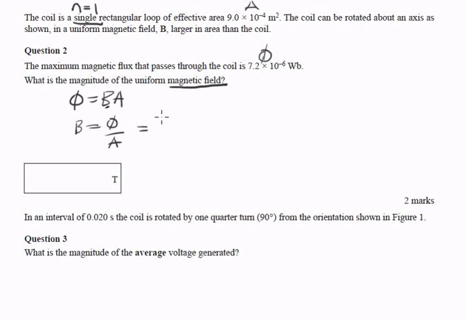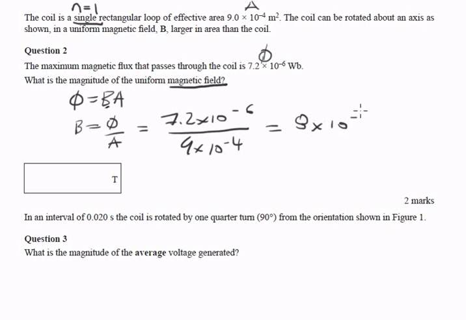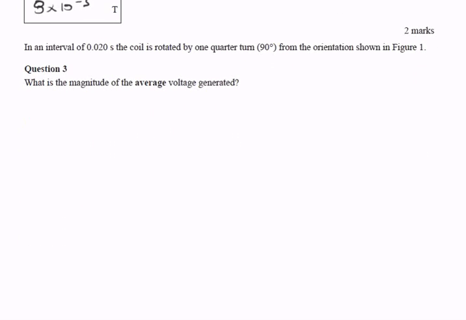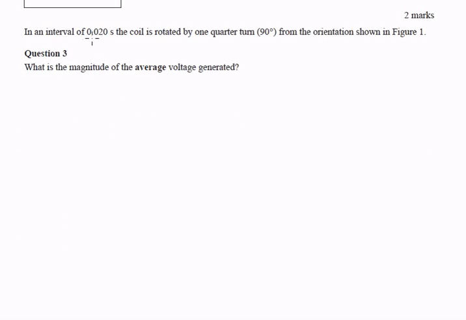The flux we've got here is 7.2 by 10 to the minus 6. Area is 9 by 10 to the minus 4. When you do that calculation, you get 8 by 10 to the minus 3 Tesla. Next, an interval of 0.02 seconds, this is the time. The coil is rotated by 1/4 of a turn from the rotation shown in figure 1.